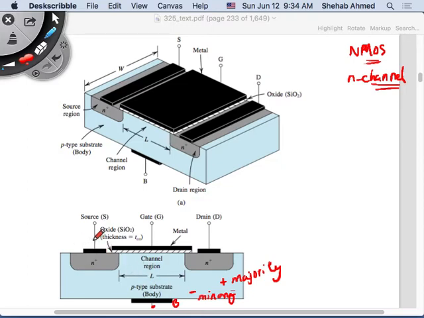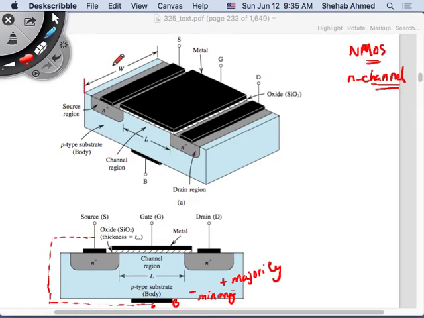Typically, for all practical purposes, we will be connecting the source to the body. So when you buy these devices, it will be a 3-terminal device, not a 4-terminal device. It's a 3-terminal device. So typically the source is connected to the body. Okay, so if you look at this structure, let's talk a little bit more about the structure.